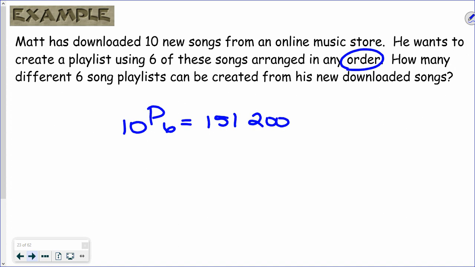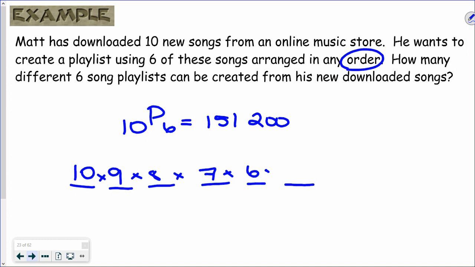151,200. Now I'd like to draw your attention to the fact that whenever order matters, you are more than welcome to use the fundamental counting principle. So another option is to do your blanks. You have 6 spots, 6 songs. You have 10 songs for the first option, then 9, then 8, then 7, then 6, then 5. And if you multiply through, you get the exact same answer. You choose which one you like better. They're both going to get you to the right spot. Let's try another example.